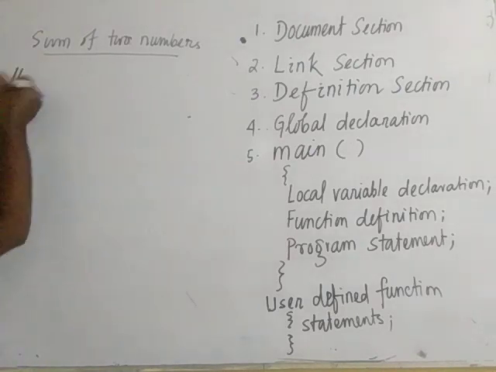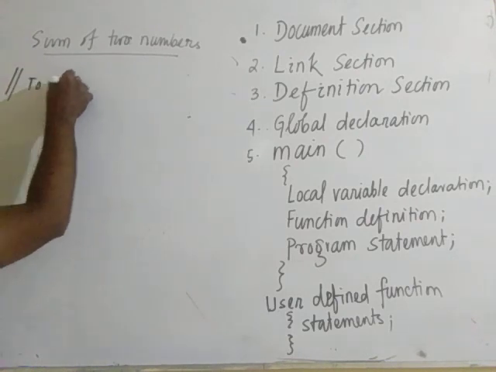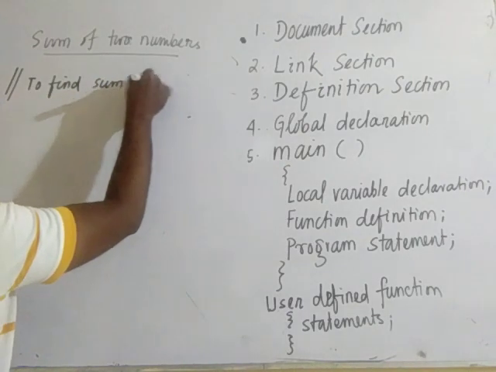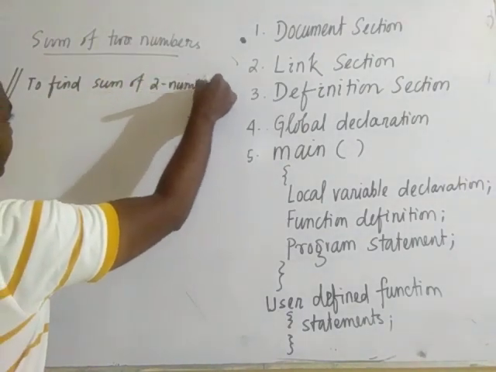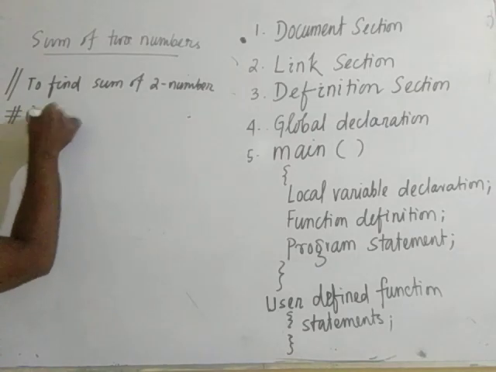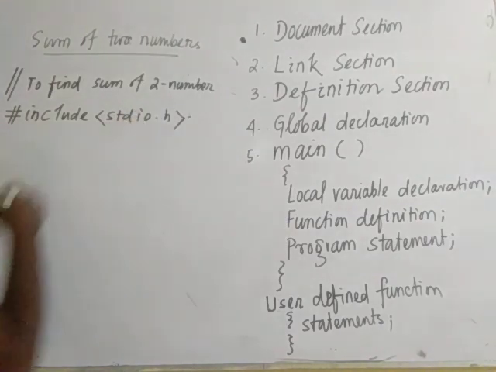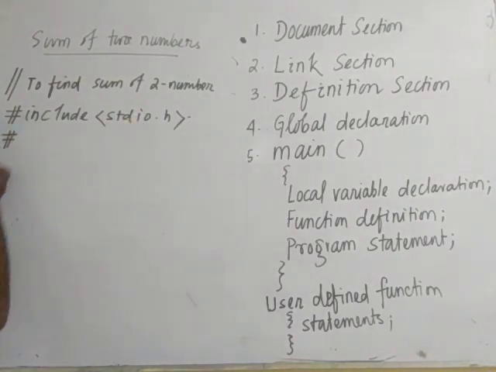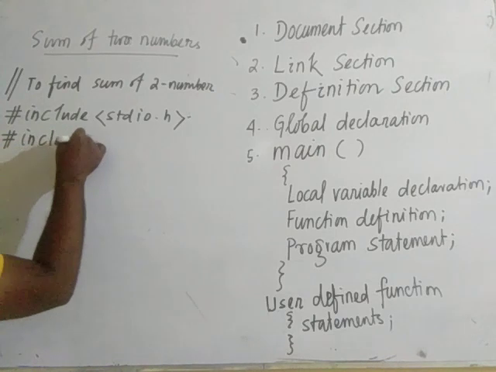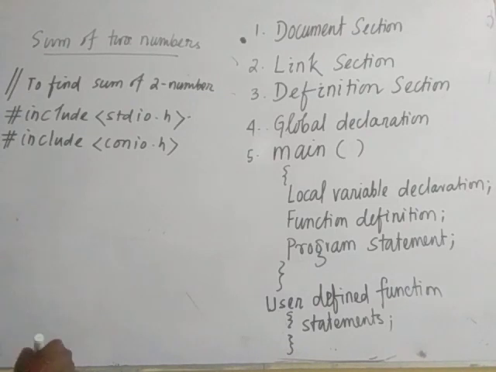So the first documentation I write down: to find the sum of two numbers. The first part is over. Linking section, I link two parts. One is hash include stdio.h, one header file, standard input output header file for printf and scanf. Then hash include conio.h. This is another header file, console input output file, for getch and clrscr.